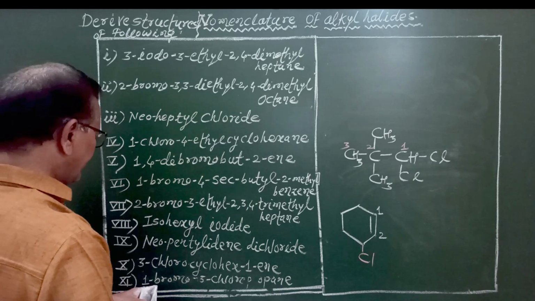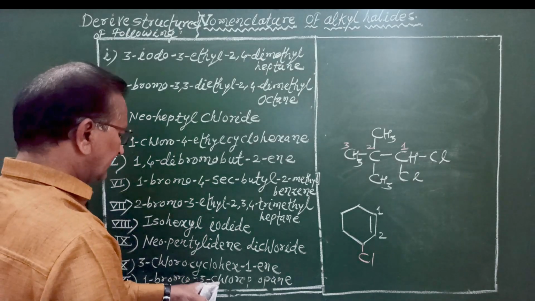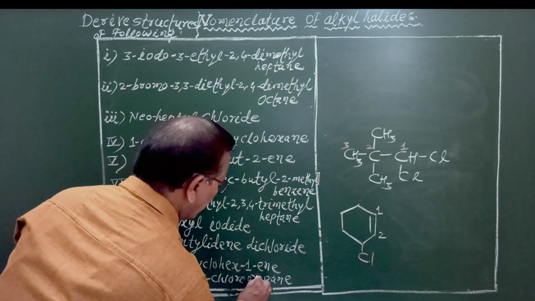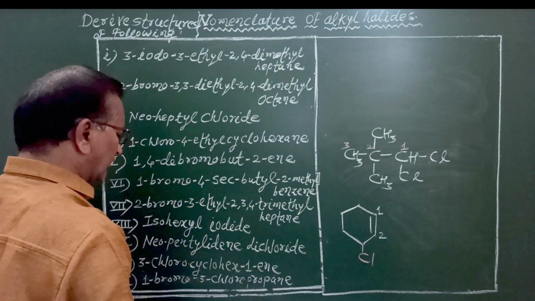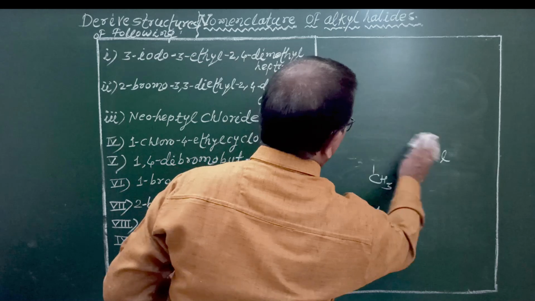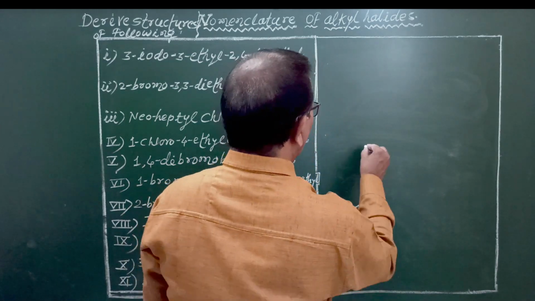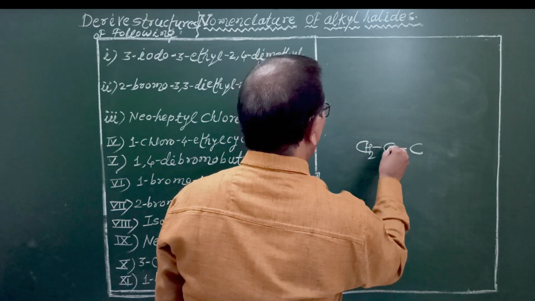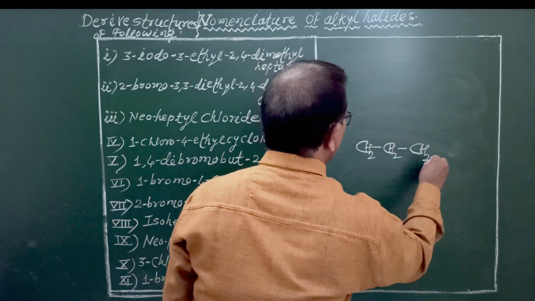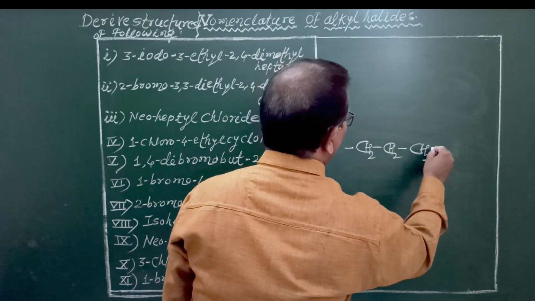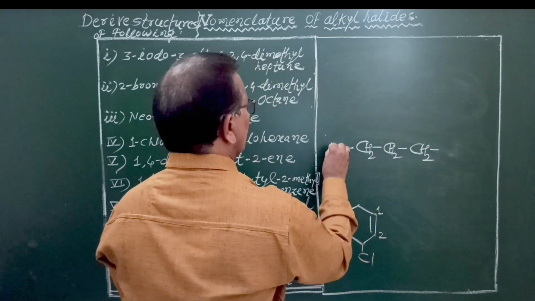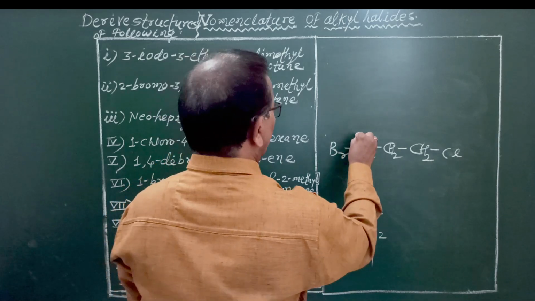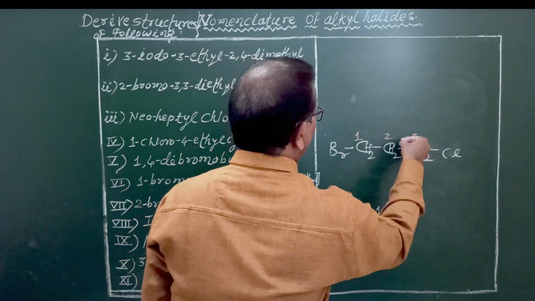And what is the last one? 1-bromo 3-chloro propane. Here propane is there. What is this structure? Very simple. Propane: how many carbon atoms must we write? 3. CH2, CH2, CH2. Why are there CH2 at the terminals? Because we have to attach the bromine atom and the chlorine atom. Therefore, numbering should be started from this end: 1, 2, 3.